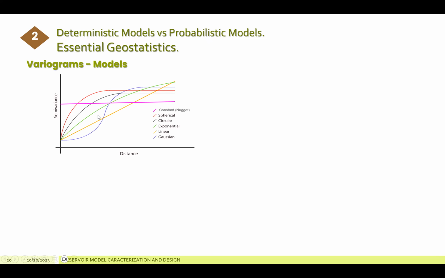I said already, but there are different models. So you have here a lot. Basically, what we use more is the exponential and the spherical. I cannot distinguish colors. I hope you can. But for example, the exponential, the green one, we apply that variogram, at least myself, for different projects, and it works very, very good.